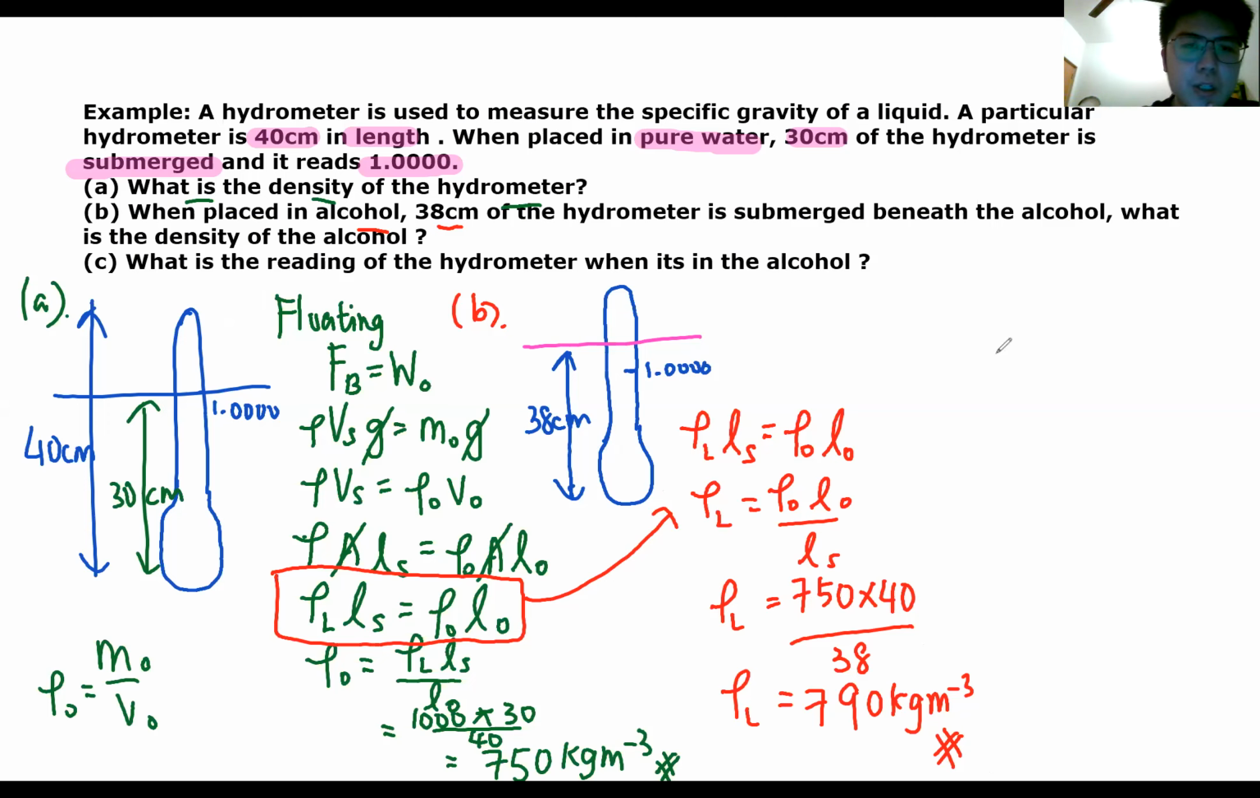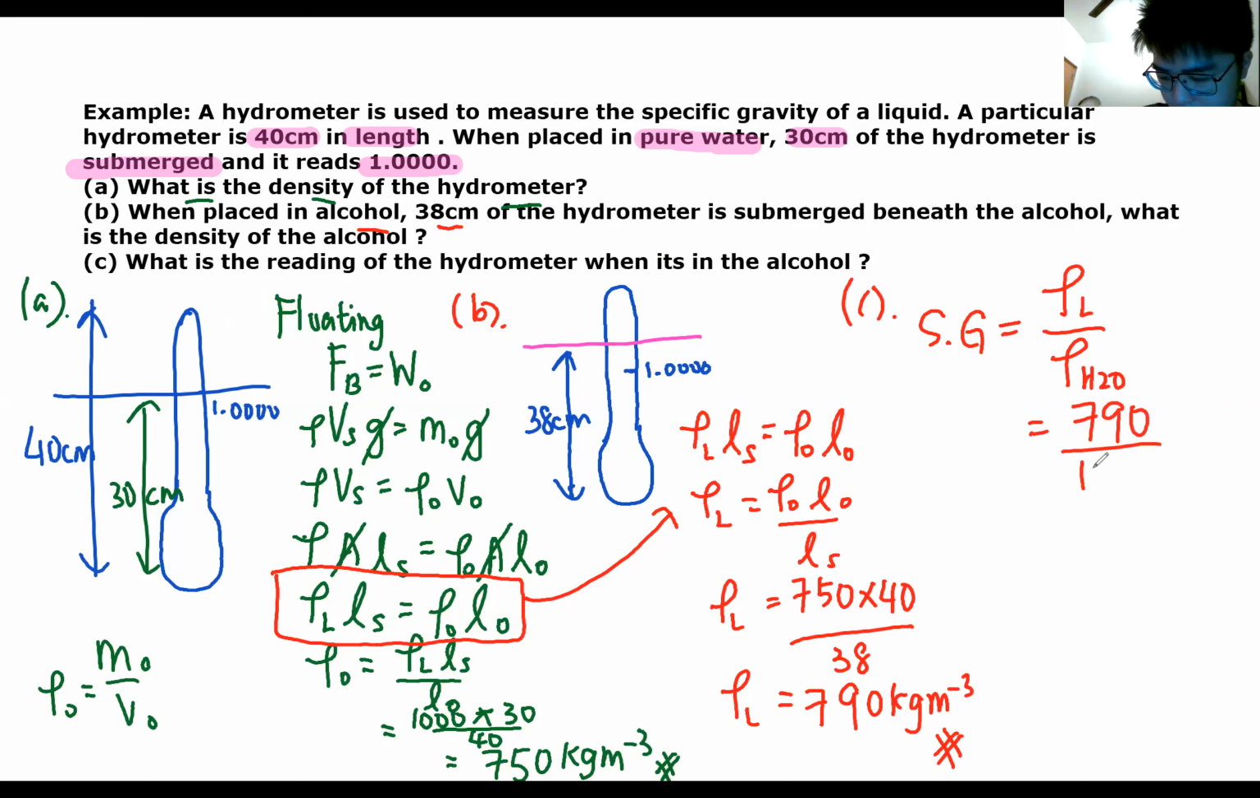Okay, let's look at the last question. What is the reading of the hydrometer when it's in the alcohol? Now we want to find the reading on the scale. This is not straightforward. We know that specific gravity equals the density of the liquid divided by the density of the water, right? So we just calculate the ratio. 790 over 1000 is 0.790. This is the specific gravity.